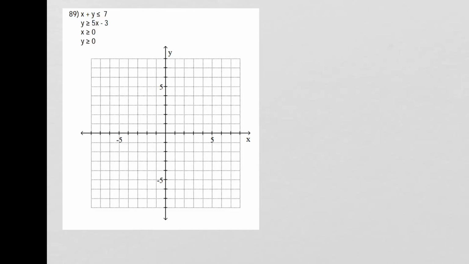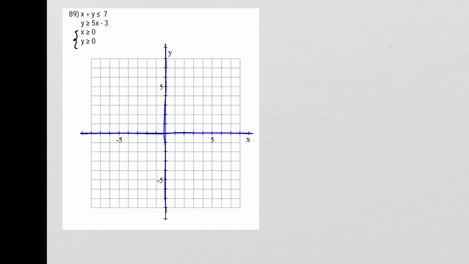In problem 89, I want to graph this system of inequalities. So I like to start with x is greater than or equal to 0 and y is greater than or equal to 0. So I'm going to graph here and here.